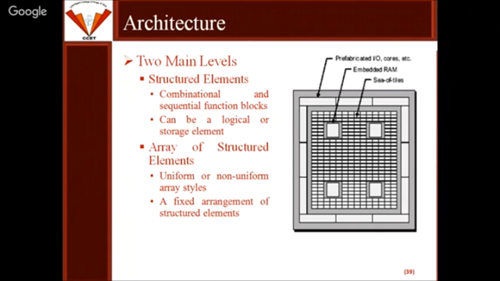So the architecture will have two main levels. One is a structured element and another is an array of structured elements. Combinational and sequential functional blocks will be there, and that can be a logical or storage element. These are already known to you, prerequisite kind of thing, or library structures will be there. And then an array of structured elements means uniform or non-uniform array styles will be there, and a fixed arrangement of the structure elements. So the overall architecture is based on the fabricated input output cores, embedded RAMs, and sea of gates.